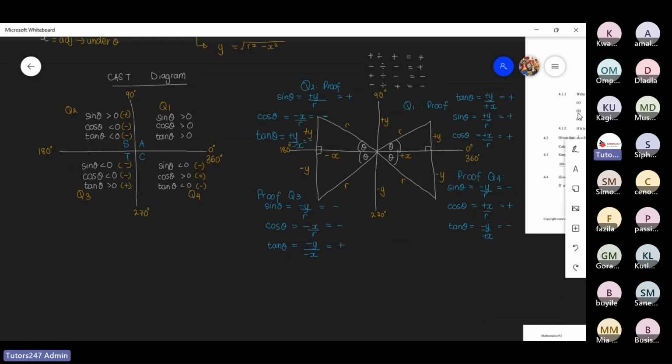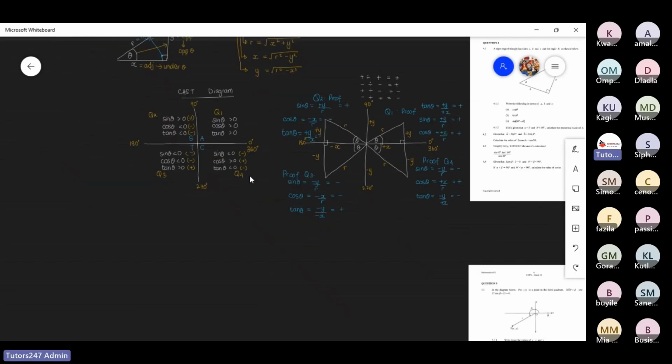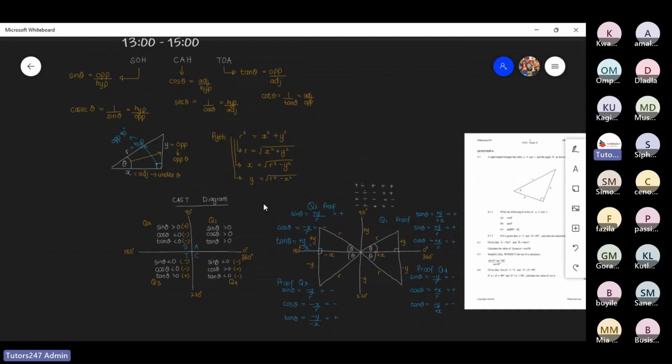So I'm going to zoom out one more time. If you have any questions, you're more than welcome to have a look at the whole picture to see if there's anything you don't understand. If you don't understand something, you're welcome to unmute yourself and speak up, and we will address it before moving on to the past paper questions.